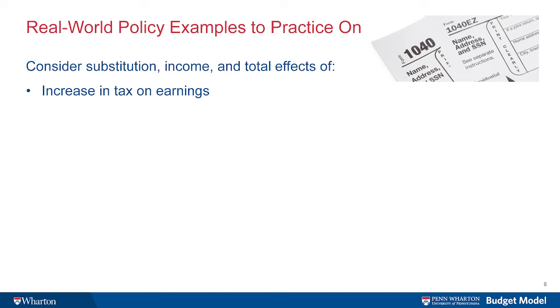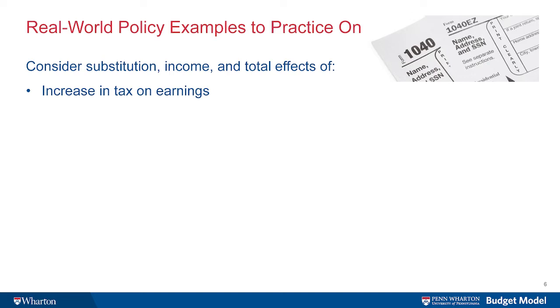An increase in the tax on earnings, the substitution effect is that it reduces your net of tax wage rate. So it reduces the return on each additional hour of work. Economists like to talk about this as saying it decreases the price of leisure because when you take an extra hour of leisure, you're foregoing wages.